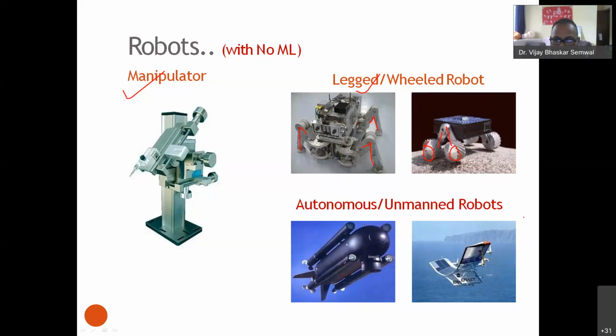We have autonomous and unmanned robots in which we are not using any human being, like when you are moving on space and various other activities where we deploy these autonomous and unmanned robots, which can be controlled from a far distance and are self-sustained.